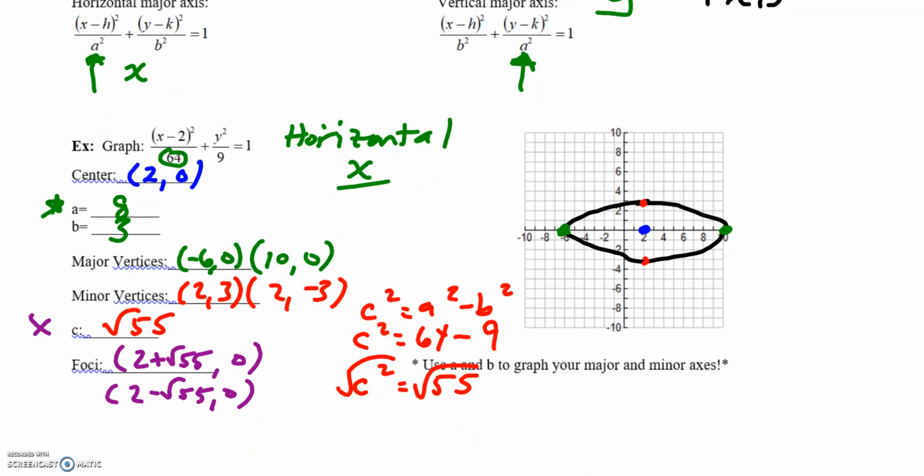If you would like to see what these are in terms of decimals, this first one I've already calculated. That would be 9.42, 0, and 2 minus root 55 is -5.42, 0. And so if I graphed those to the best of my ability, this first focus would be 9.42, really close to that green dot there, and this focus here, -5.42, would be really close to that major vertex there. And so that's our first picture of an ellipse.